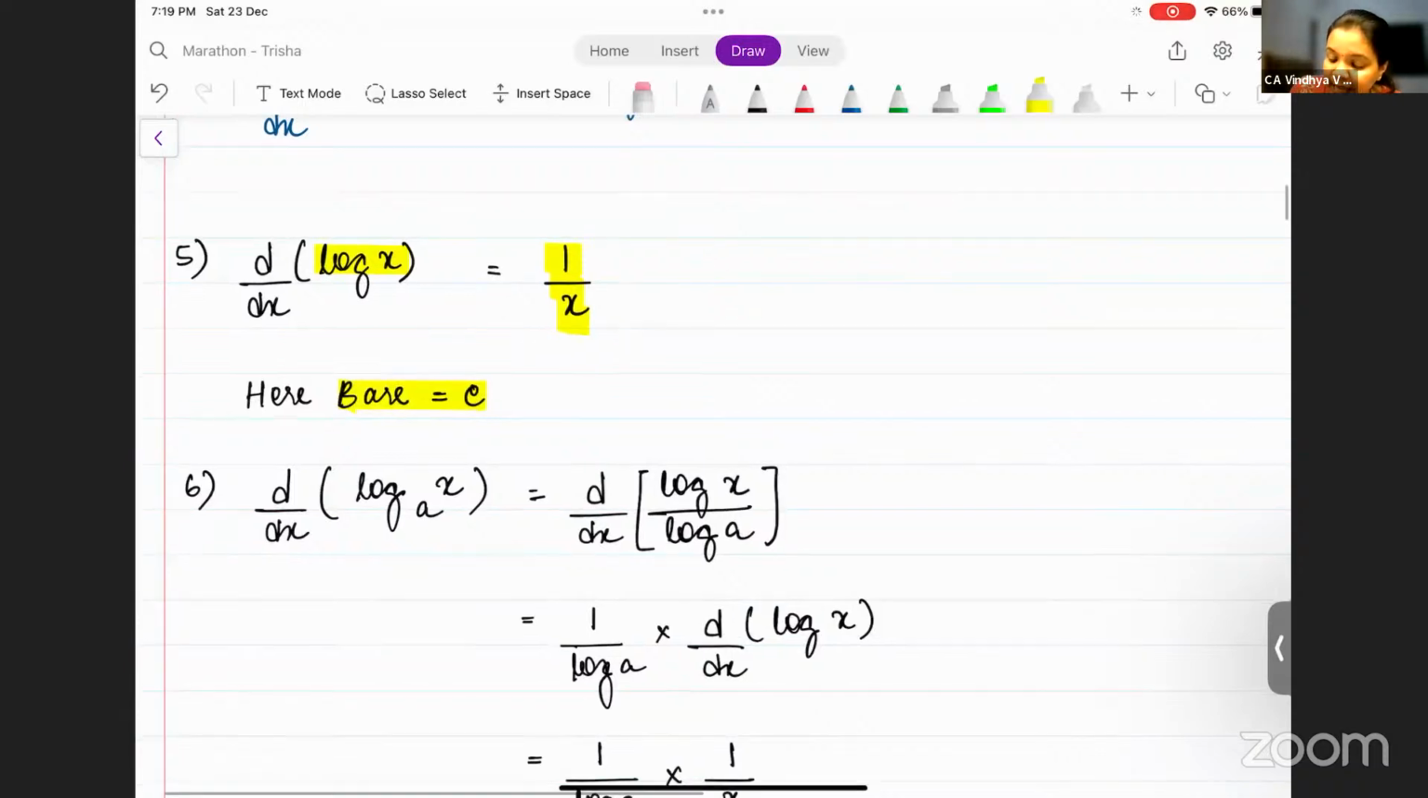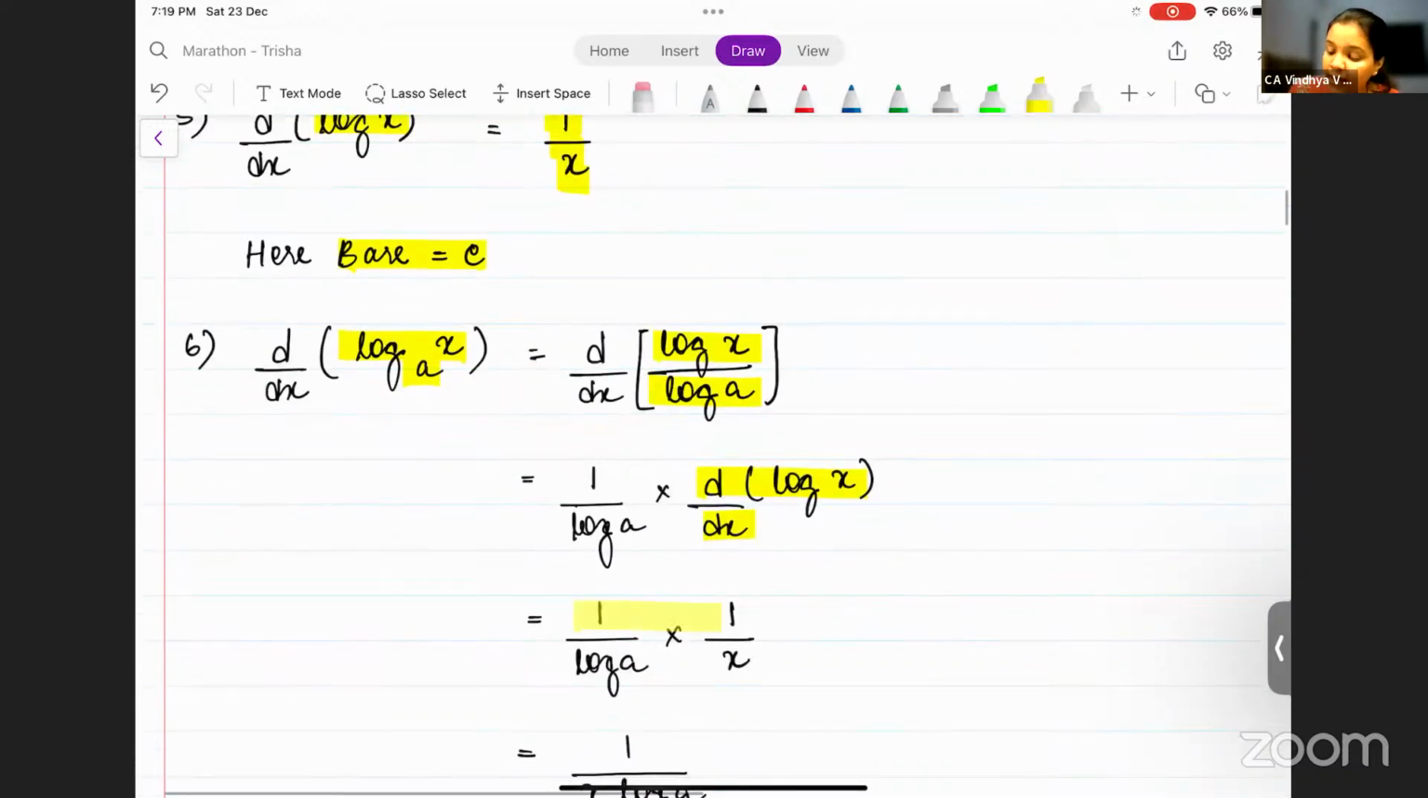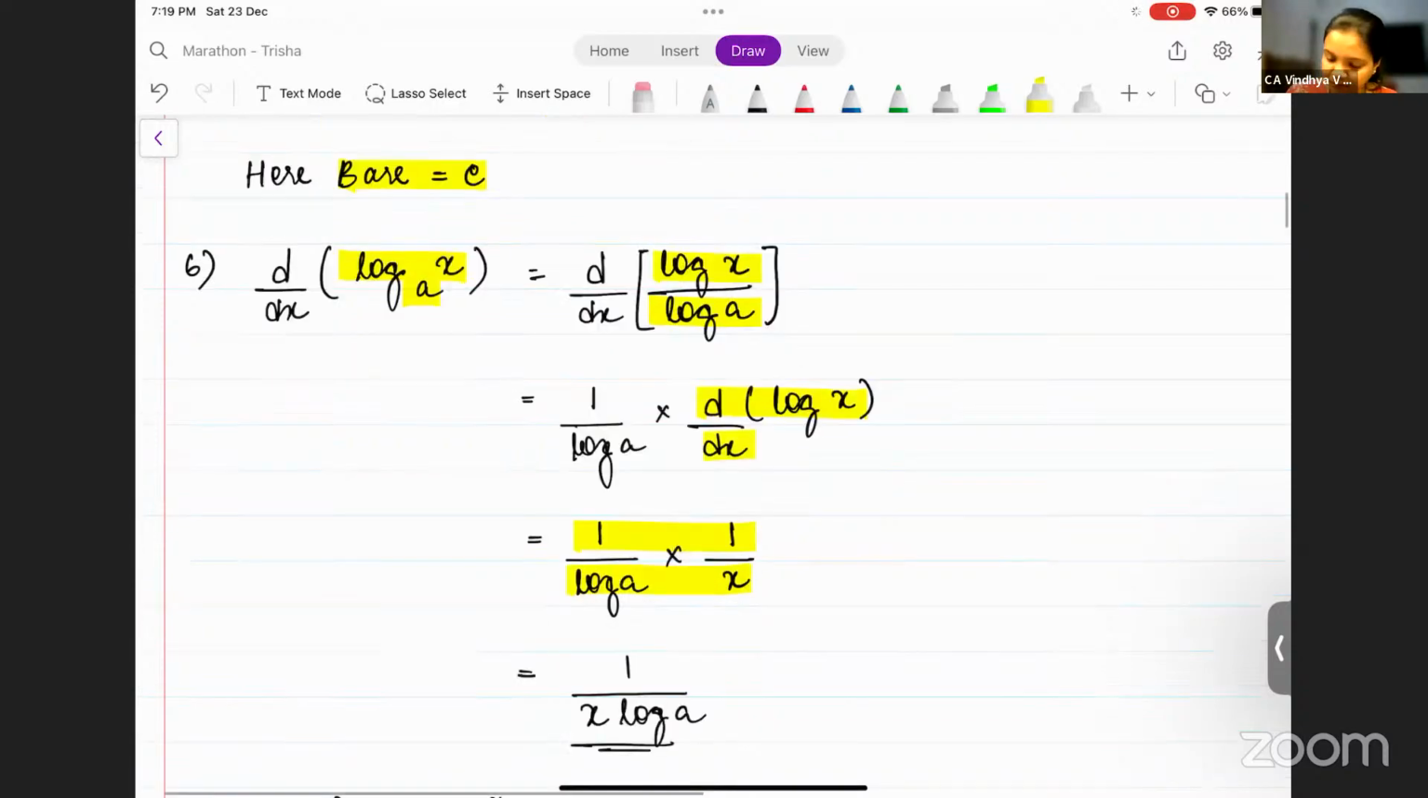If the base is anything else, that is a constant, then you have to apply change of base: log x by log a. Now log a you have to take outside because it's a constant, correct? And you just find the derivative of log x. So 1 by log a into 1 by x is your answer.